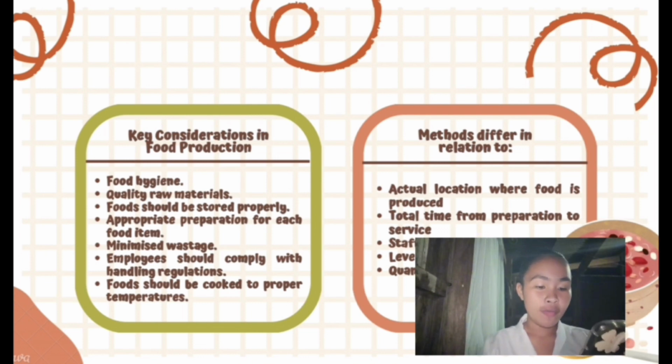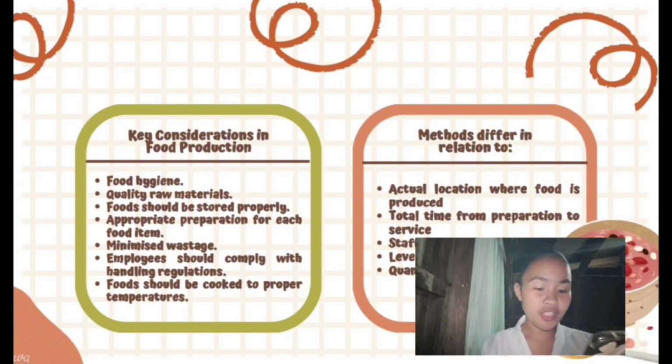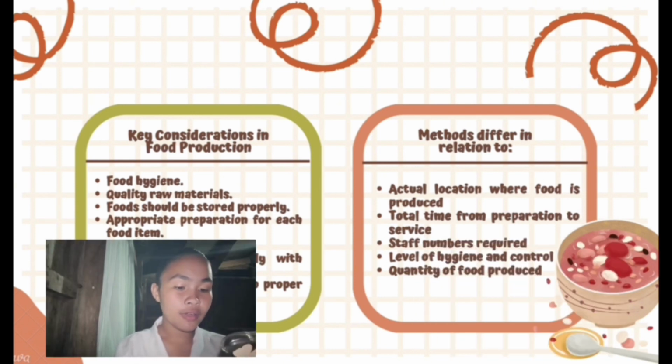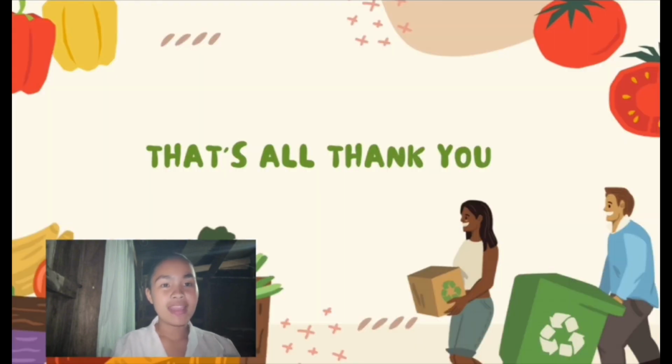Next is the key consideration in food production. It must have food hygiene, quality raw materials, food should be stored properly, appropriate preparation for each food item, minimize wastage, employees should comply with handling regulations, and lastly, foods should be cooked to proper temperature. Next is methods differ in relation to actual location where food is produced, total time from preparation to service, staff numbers required, level of hygiene and control, and lastly is quantity of food produced. And that's all. Thank you.